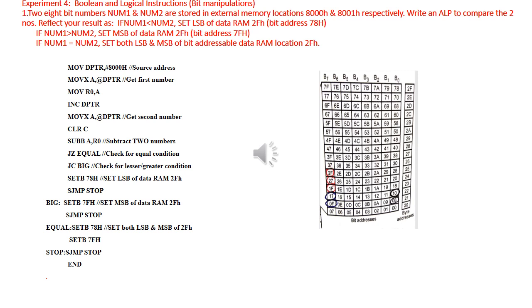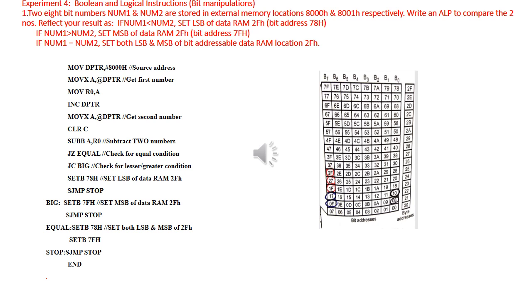That means if both the numbers you have taken at 8000H along with 8001H are equal, what you should do is set the LSB bit along with the MSB bit of the byte address 2FH. The LSB bit address is 78H, the MSB bit address is 7FH. So you are going to set bit 78H and set bit 7FH. 78H represents the LSB bit of the byte address 2FH memory location. 7FH represents the MSB bit address of this 2FH memory location.